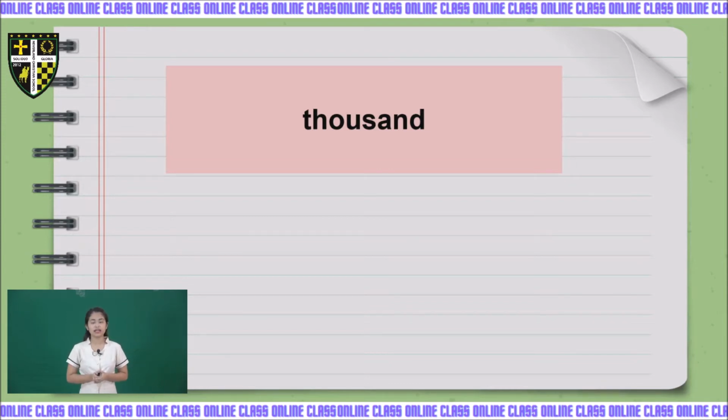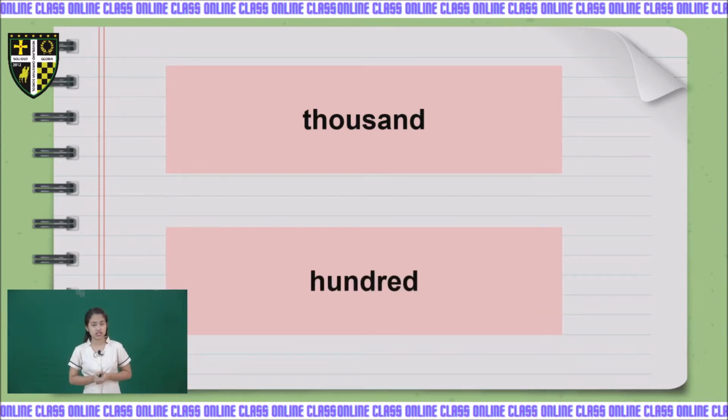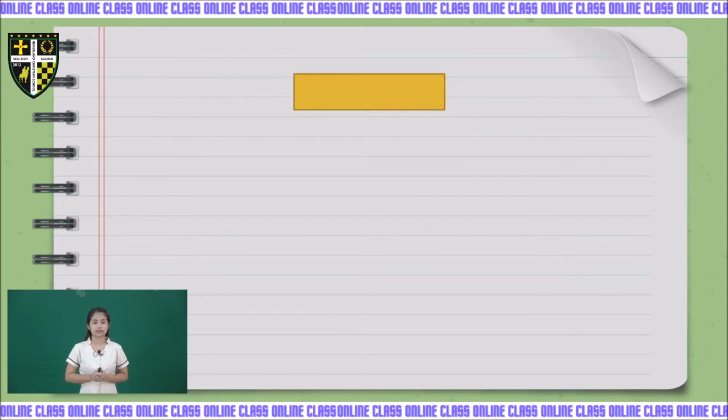And next one, let us spell hundred. So it is H, U, N, D, R, E, D. Again, hundred is spelled H, U, N, D, R, E, D. So class, you have to remember the spelling of thousand and hundred because we are going to use them every time.